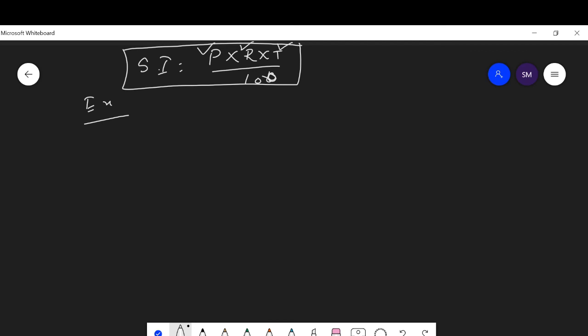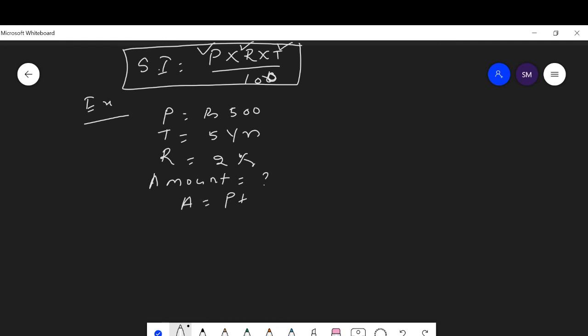Find the simple interest on 500 rupees for 5 years at the rate 2% per annum. Here the question says the principal is equal to rupees 500, the time period T is equal to 5 years and the rate of interest R is equal to 2% per annum. Here we have to find out the amount. You know amount is equal to principal plus simple interest.